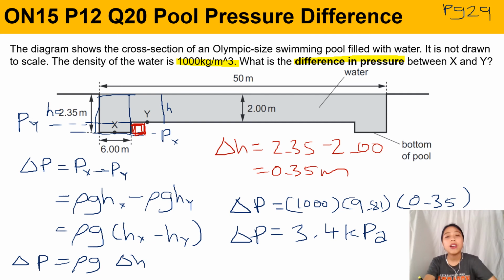The other way, the longer way to do it, which I didn't do, is to find Px separately, Py separately, and then you minus both to find the difference in pressure. You can do that too, but I'm going to use a shortcut, so I play around with the equation first, then only I plug in all the values. So this is an example of a pool. Let's look at the next one.